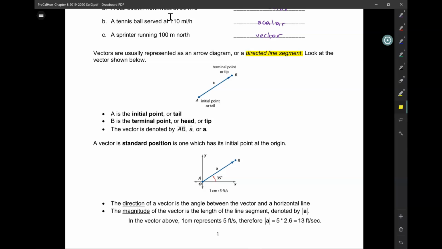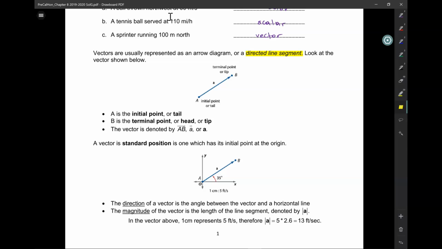Okay. Now, the end point, that's the initial point. That's the starting point. It's called either the initial point or the tail. The second point, the terminal point, is also called the tip. So the tail or the tip.